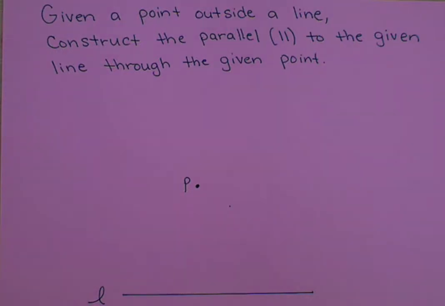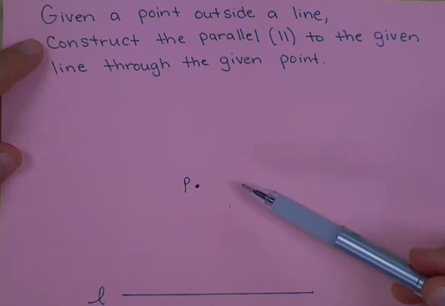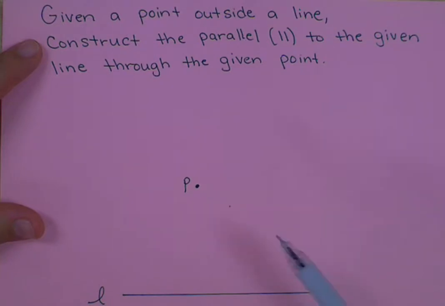We're going to review constructing parallel lines. Our problem says, given a point outside a line, here we're given point P, construct the parallel to the given line L through point P.